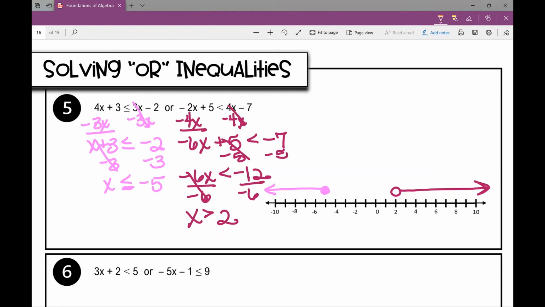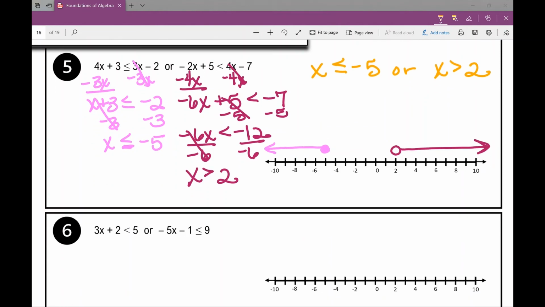have dots and then your arrows go out in either direction. So I would write my solution as x is less than or equal to negative 5 or x is greater than 2. So let's move on to the next one.